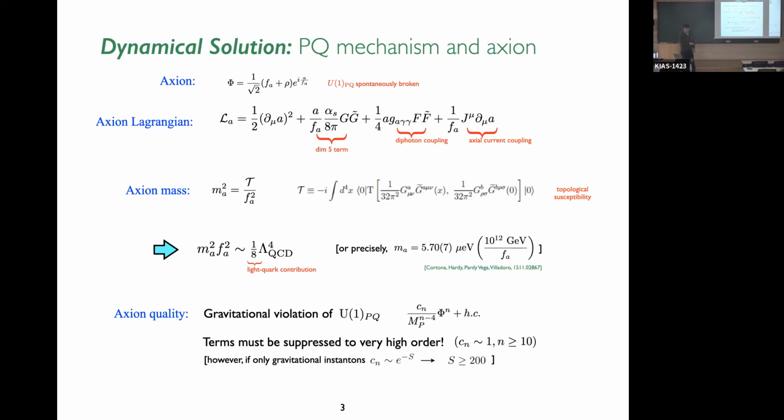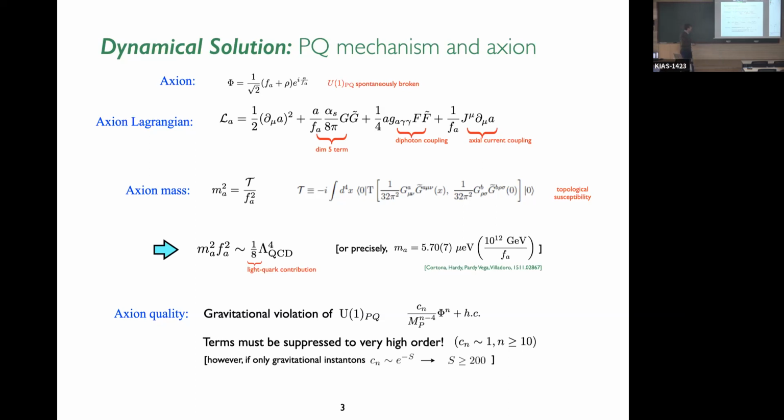And it turns out that to ameliorate this problem, these terms have to be suppressed to order 10. This n here has to be greater than or equal to 10. So it's a bit artificial that you have to require this. In other words, the Peccei-Quinn symmetry has to be a very good symmetry, but only explicitly broken by QCD. And other sources have to be completely suppressed.